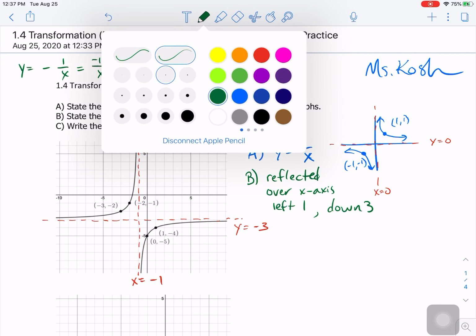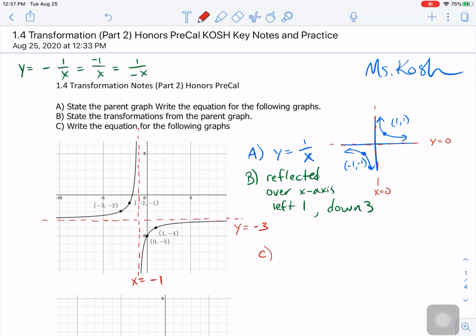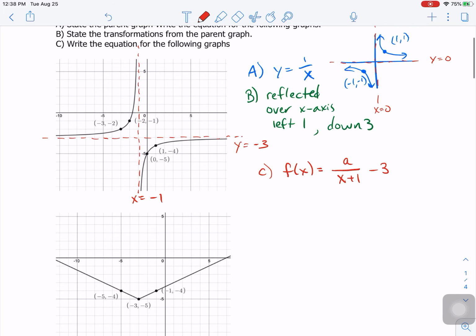Okay, so now let's write the equation. Let's use f of x. F of x is equal to, let's put an a just in case it's had a scale change. I don't remember if I gave it one or not. But in order for it to shift left 1, I have to say x plus 1 down here, and then it's down 3, minus 3. Now I didn't take the reflection into consideration, but we'll figure that out at this next step.